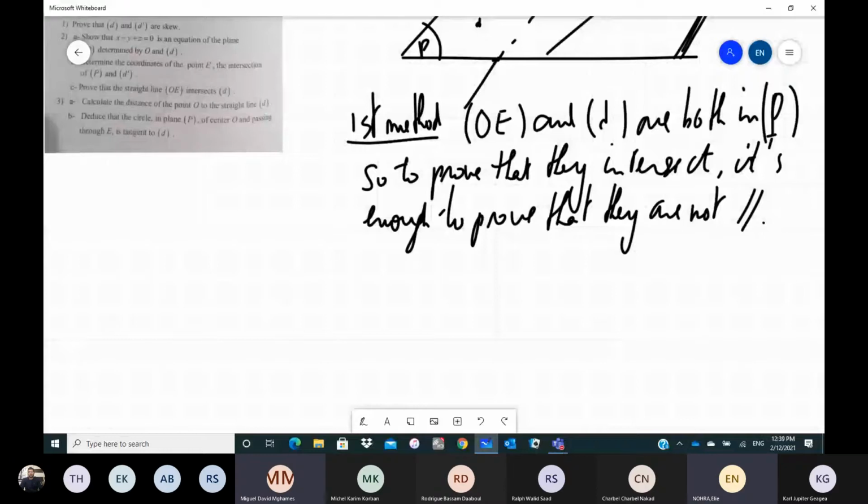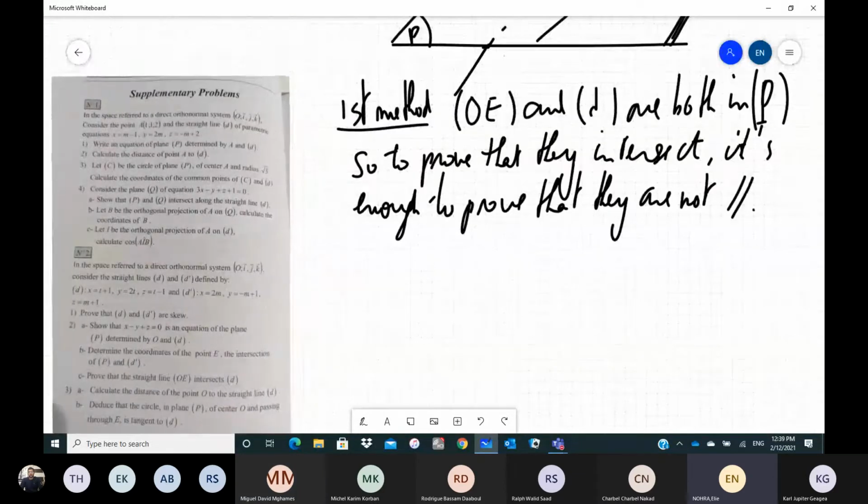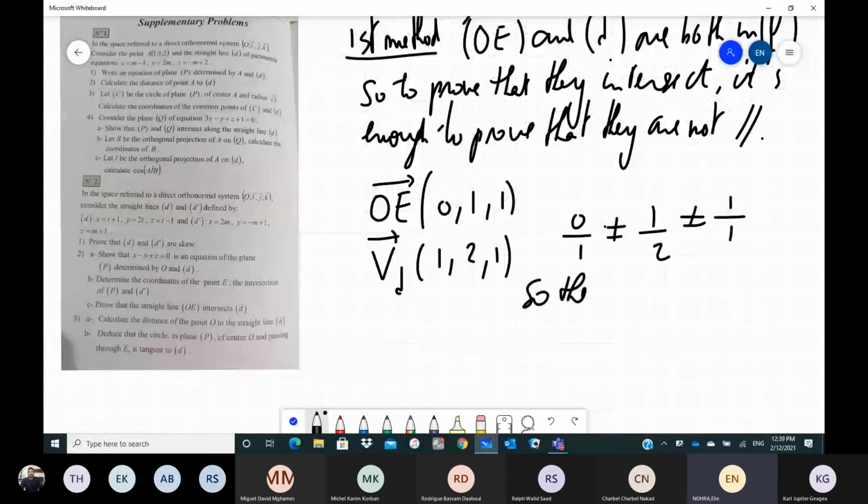We can do it in two ways. First, compare the ratios x over x, y over y, z over z. If they are not equal, then they are not parallel. OE is (0, 1, 1) and VD is (1, 2, 1). Notice that 0 over 1 is different from 1 over 2, which is different from 1 over 1, so they are not parallel, and hence they do intersect.